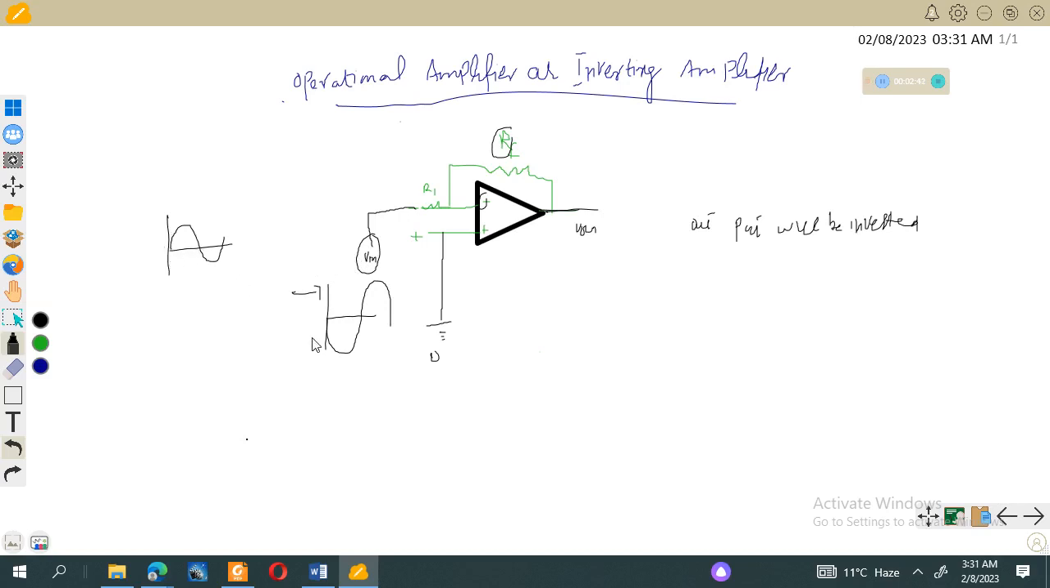This is our input and this is the output. This does two jobs. The first thing is that it amplifies the signal. This operational amplifier will amplify the signal and it will invert the input signal. So first, the current entering the circuit.